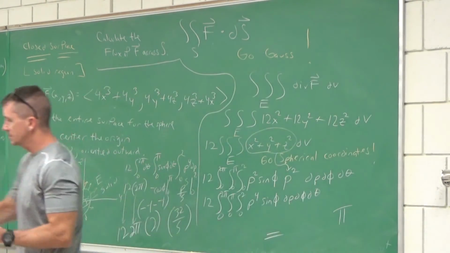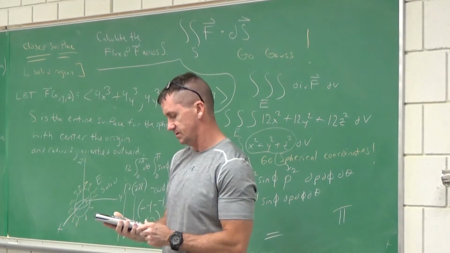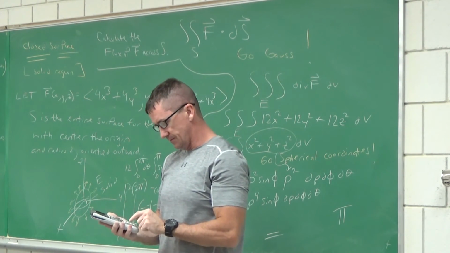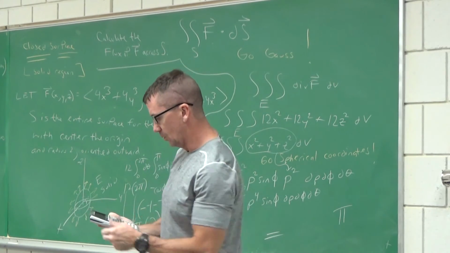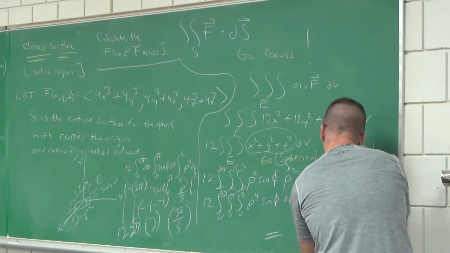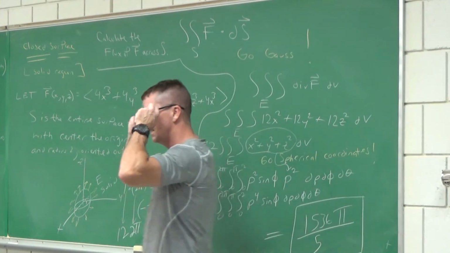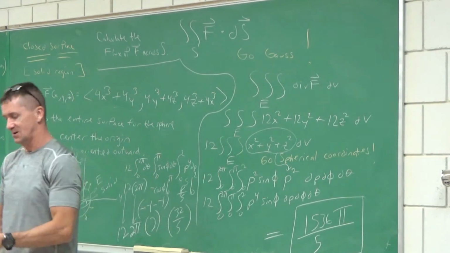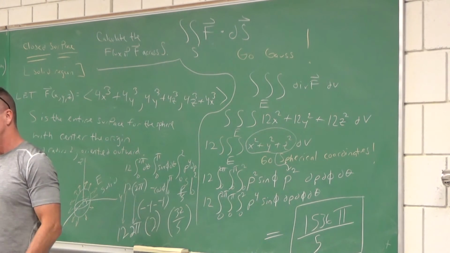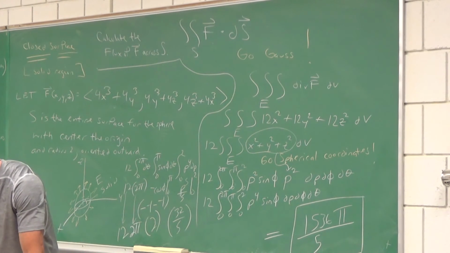Something pi. What's 48 times 32 over 5? Or I can do it. 48 times 32 fifths. Or I can just put 48 times 32 and put it over 5. 48 times 32 is 1,536 pi over 5. There's the flux. That's the total flux across the entire surface. Isn't that cool? Okay. Divergence theorem.